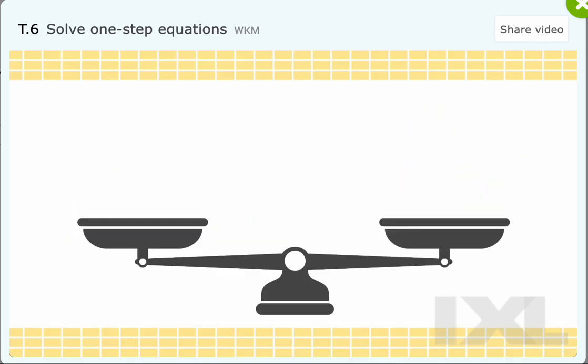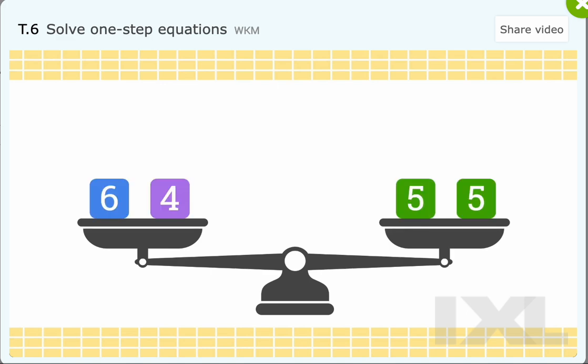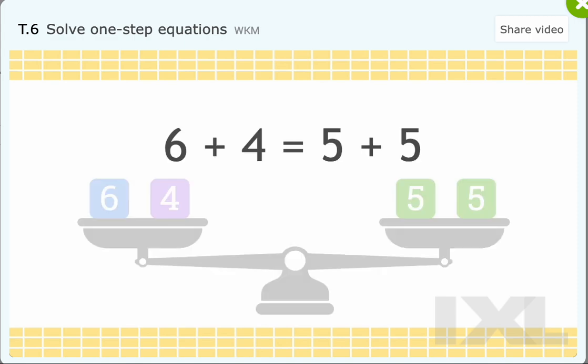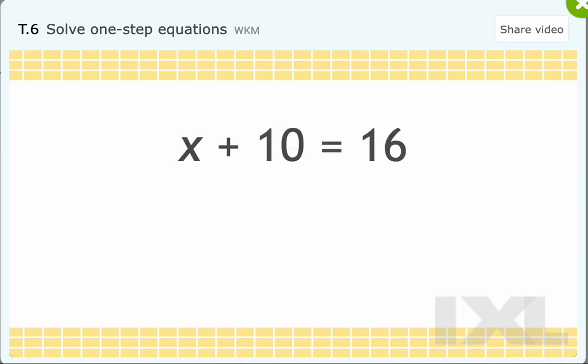Have you seen a balance like this before? When each side of the balance has an equal mass, the balance is, well, balanced. In math, equations are kind of like balances, because the equal sign in an equation tells us that the values on each side are equal to one another. This is true not only with numbers, but with equations involving variables too.